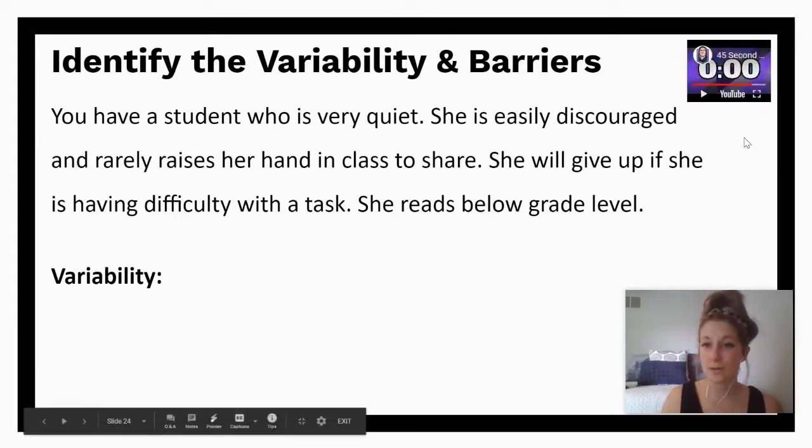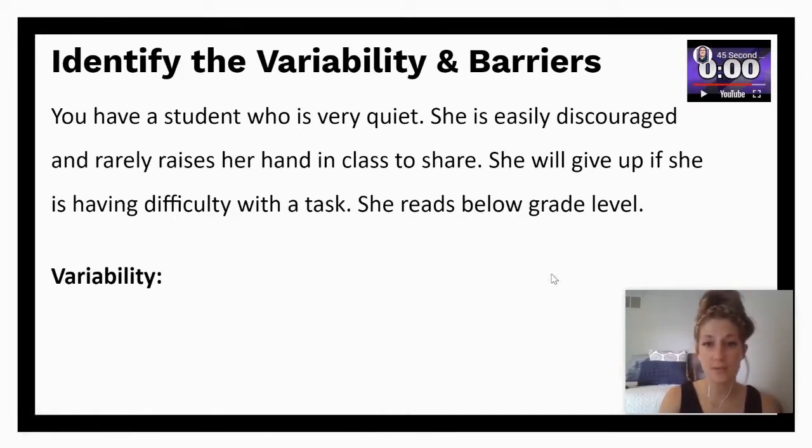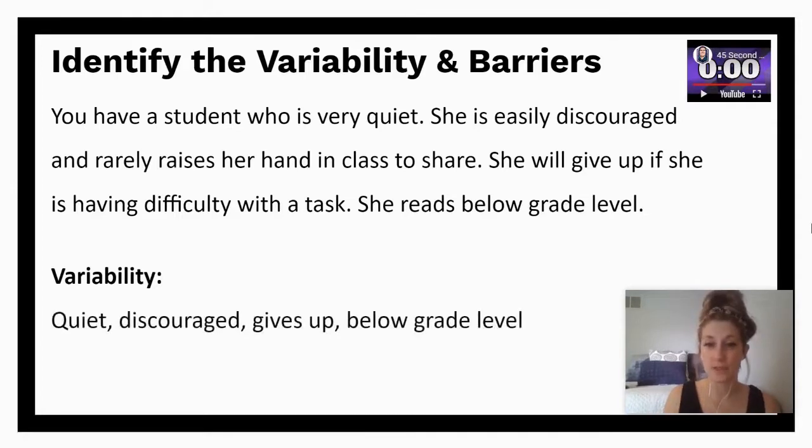All right, so our 45 seconds are up. Okay, so what are some examples of variability in this example? The student is quiet, discouraged, gives up, and is below grade level in her reading, right? Those are all things that are internal, that make her a part of who she is and make her different and unique from others.